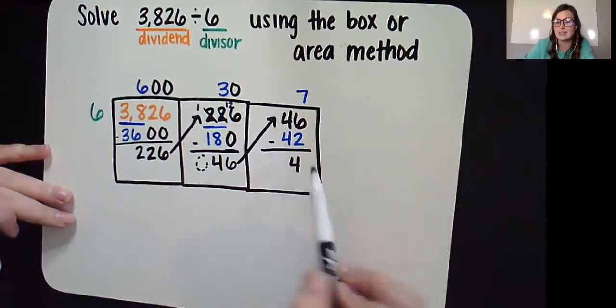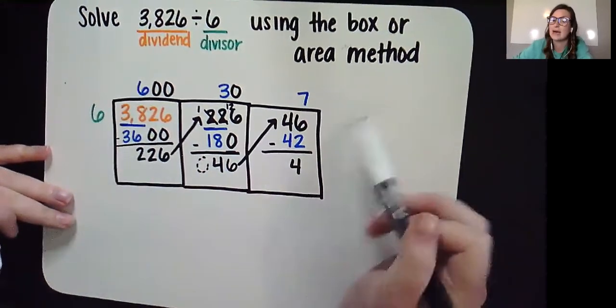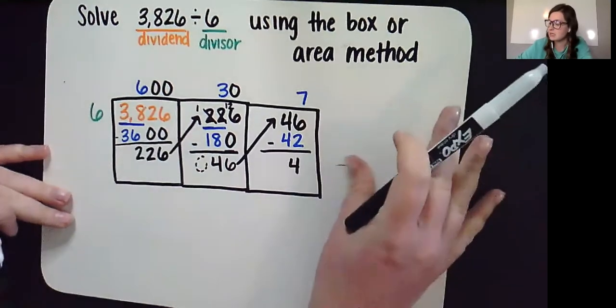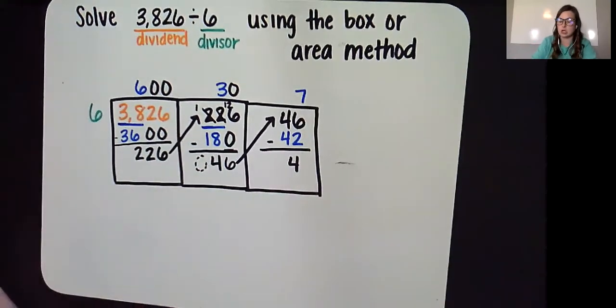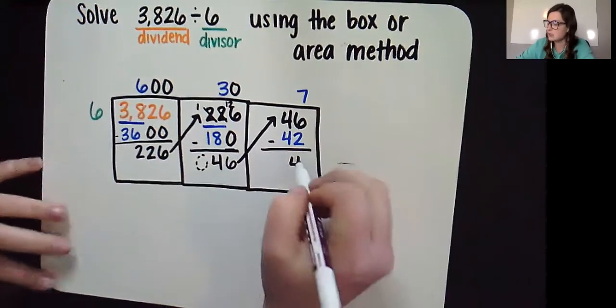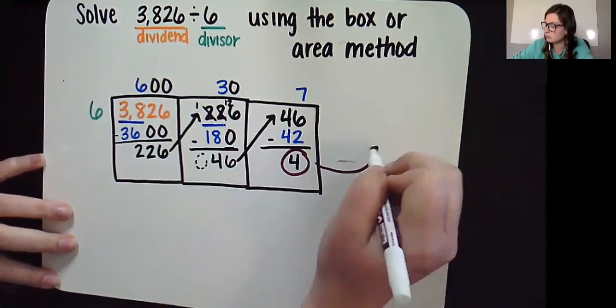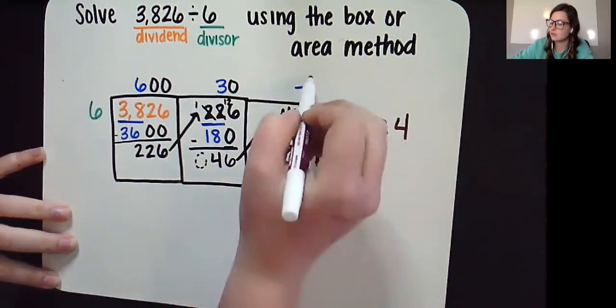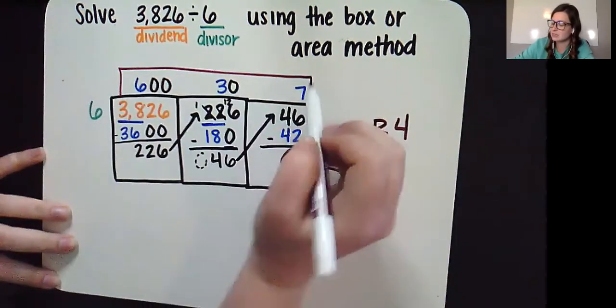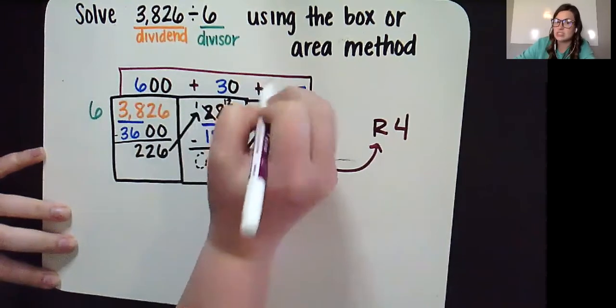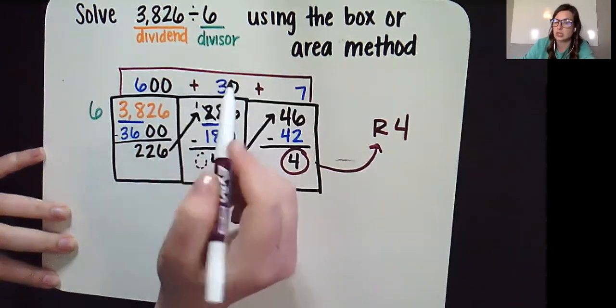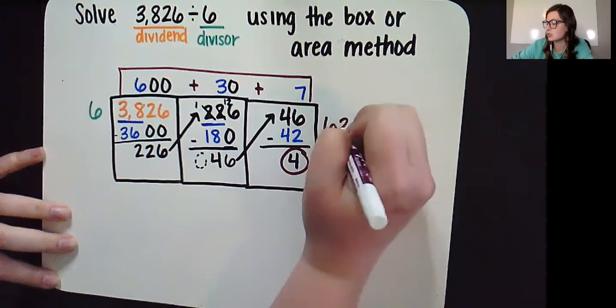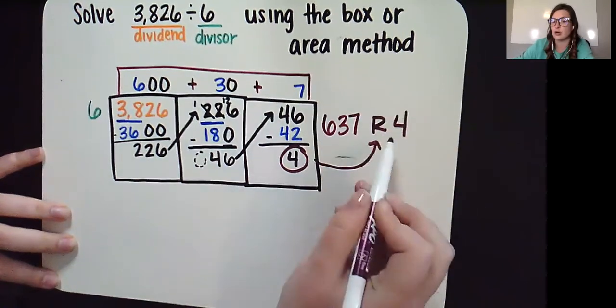4 is less than 6, so I am not going to make another box. Instead, that is my signal that we are all done. This is my remainder. And I can find the rest of my quotient by adding these guys together up top. So 600 plus 30 plus 7 would give me 637, remainder 4.